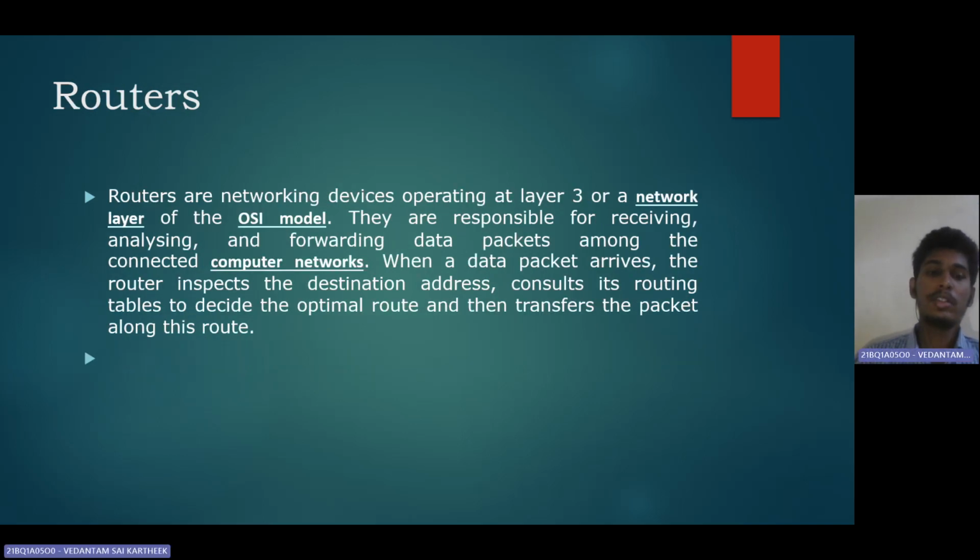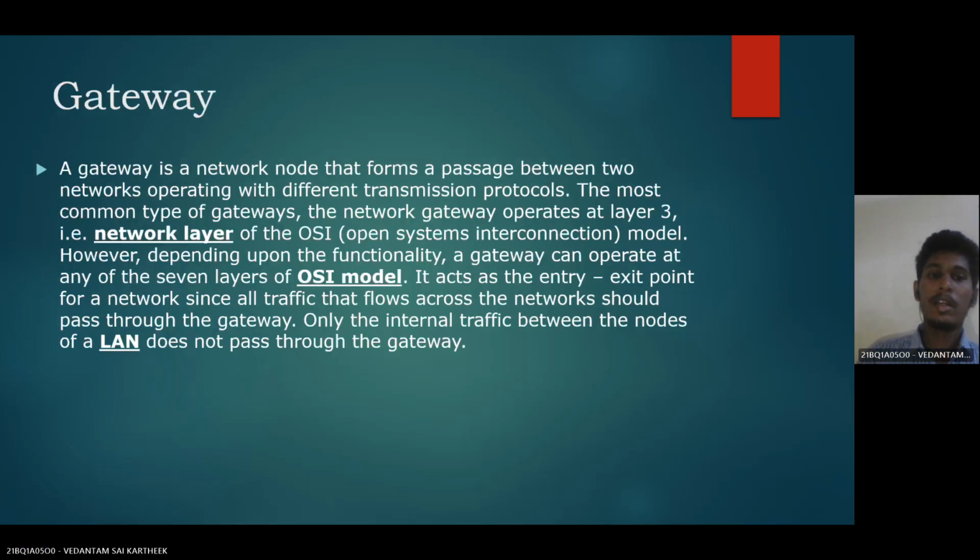So let us see about routers. Routers are networking devices operating at layer 3, the network layer of the OSI model. They are responsible for receiving, analyzing, and forwarding data packets among the connected computer networks. When a data packet arrives, the router inspects the destination address, consulting its routing tables to decide the optimal route, and then transfers the packet along this route. So this is all about routers.